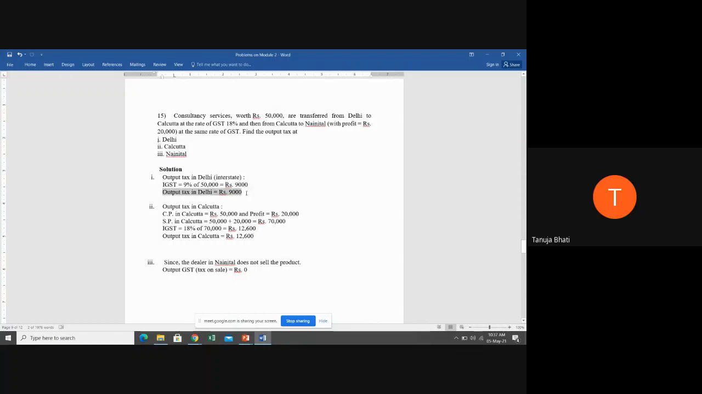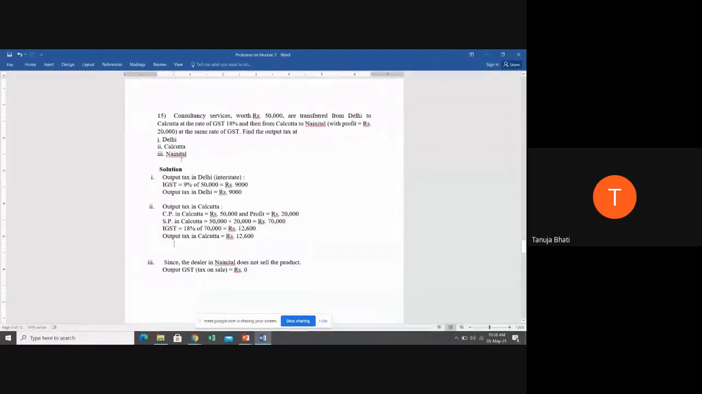So what is the output tax in Delhi? The output tax in Delhi is rupees 9,000. Next, output tax in Calcutta. Now, cost price in Calcutta becomes 50,000 excluding tax. So it becomes 50,000 plus the profit margin of 20,000. So the selling price, that is the taxable value in Calcutta, becomes 70,000. On 70,000, the dealer in Calcutta will charge 18% IGST while selling the goods to Nainital. So 70,000 into 18% comes to 12,600. Therefore, total output tax in Calcutta is 12,600.